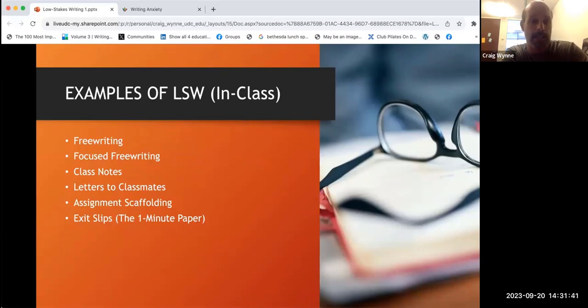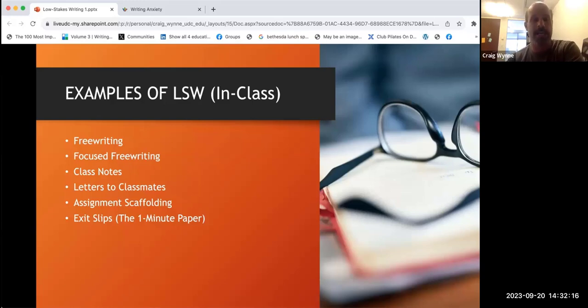Class notes can also be a good thing, particularly if it does involve memorization and application of information. I know instructors in the sciences often find those helpful as well. Letters to classmates as well. I have students often using peer review to examine each other's essays and give each other feedback, and they write letters offering such feedback. And in writing the letters, they're able to help each other and help themselves as well.